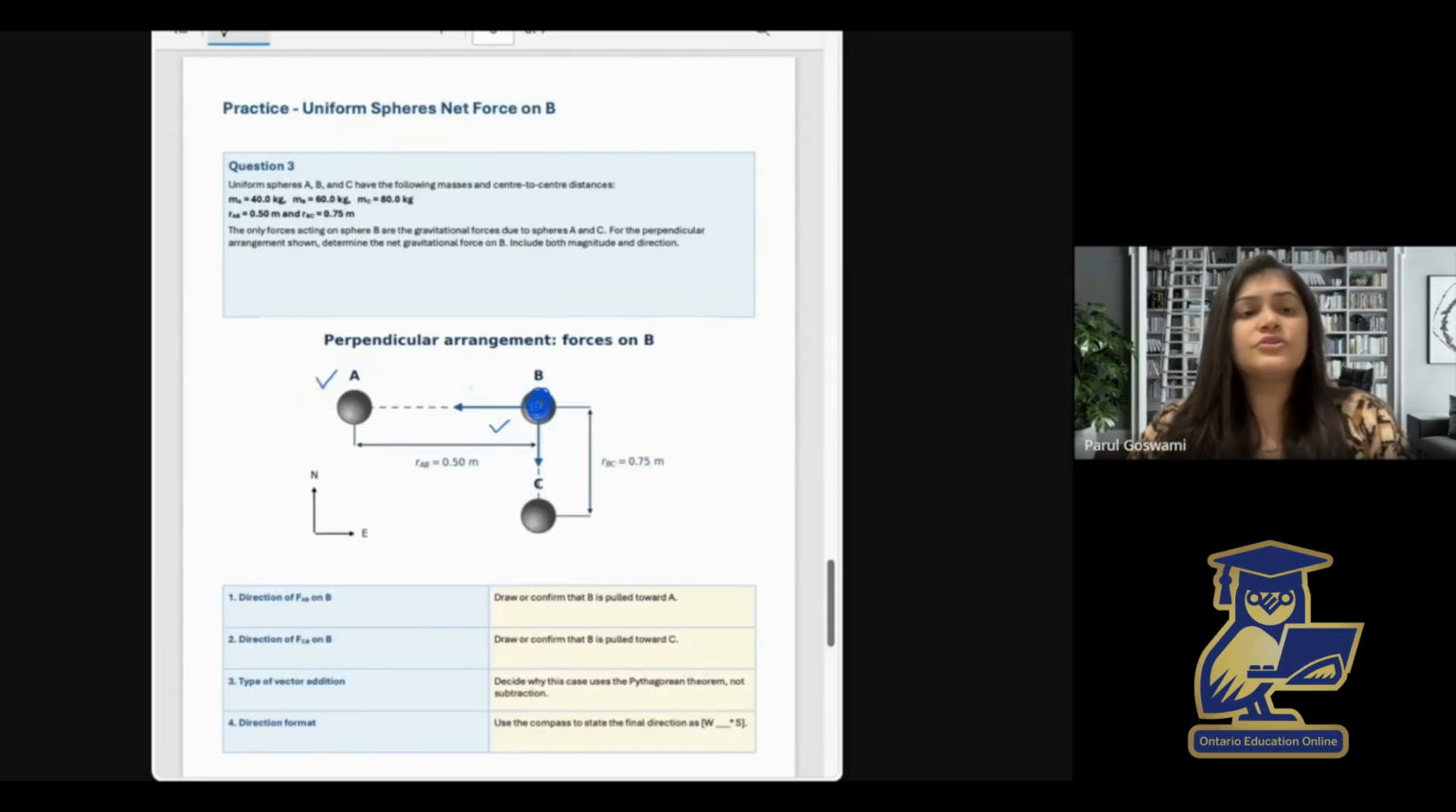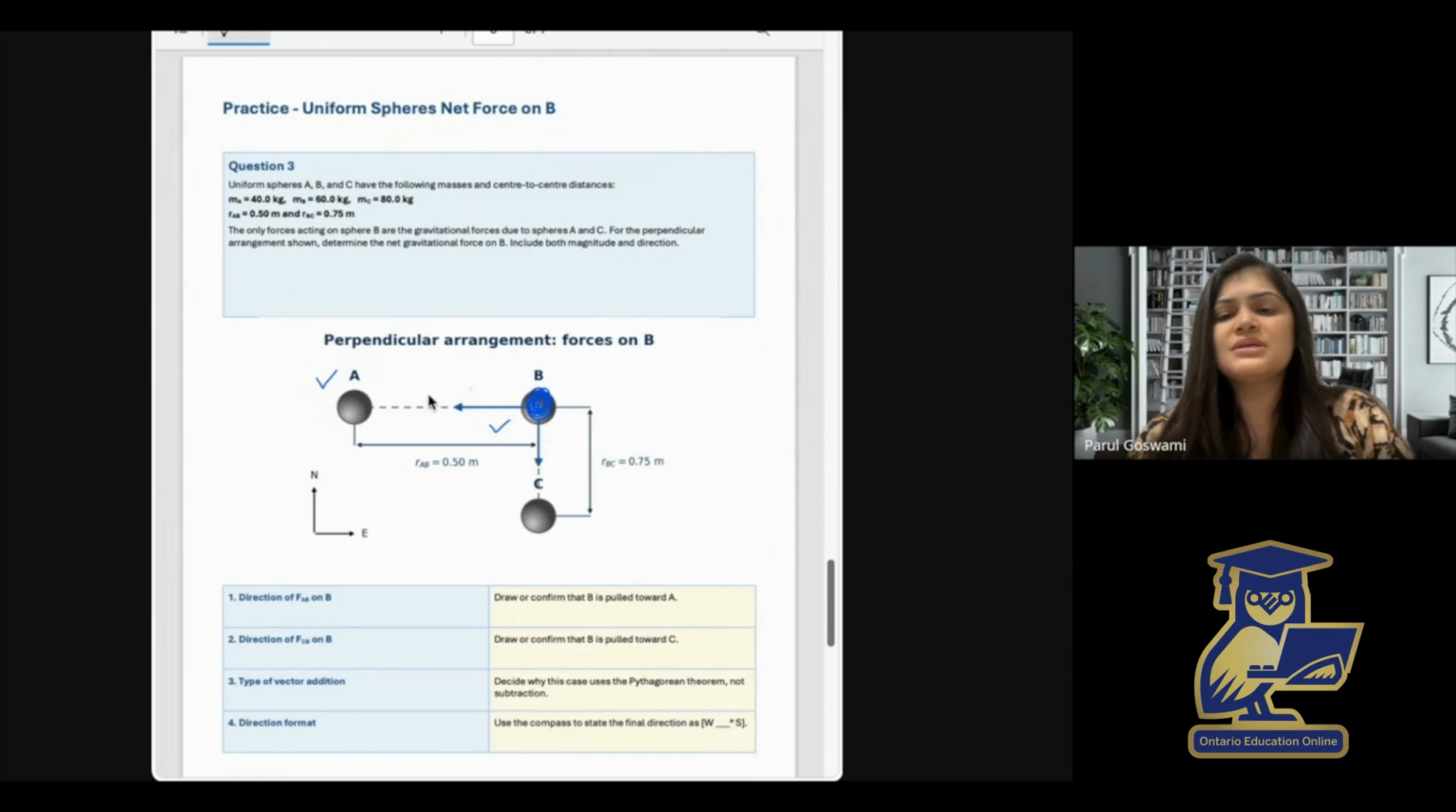Now we are going to do one more example involving gravitational forces and vector addition. This question only uses the perpendicular arrangement. So uniform spheres A, B, and C have the following masses and center to center distances. Masses are given to us and center to center distances are also given to us. The only forces acting on sphere B are the gravitational force due to A and C. For the perpendicular arrangement shown, determine the net gravitational force on B, include both magnitude and direction.